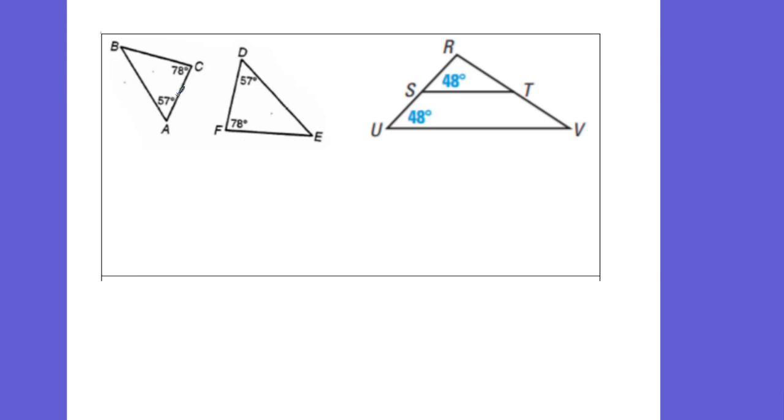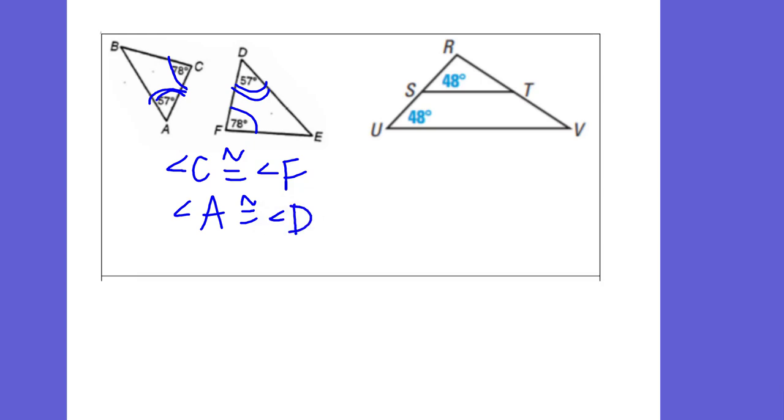So here are some examples. I see that angle C is 78 degrees, and so is angle F. So angle C is congruent to angle F. And angle A is 57, and so is angle D. So angle A is congruent to angle D. That's enough info to say that those two triangles are similar. I can say triangle ABC is going to be similar to triangle DEF by angle, angle.